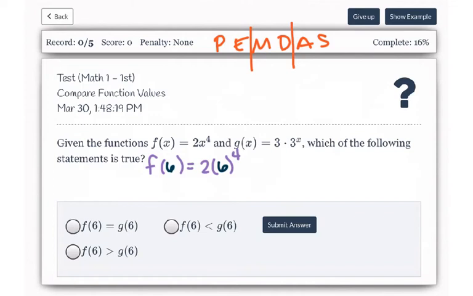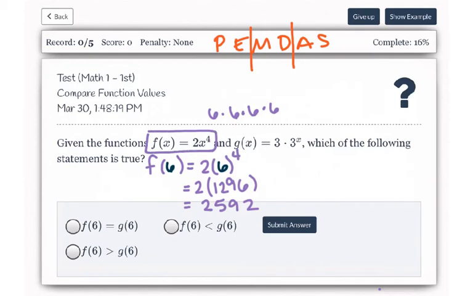So what we're actually going to do first here is exponents, and we're going to evaluate 6 to the 4, which I actually don't know off the top of my head, because that would be 6 times 6 times 6 times 6, so I'm going to use a calculator. It turns out it's a very large number, 1,296. And that's what we're going to multiply by 2. Again, I'm just going to use a calculator for that. And I get 2,592.